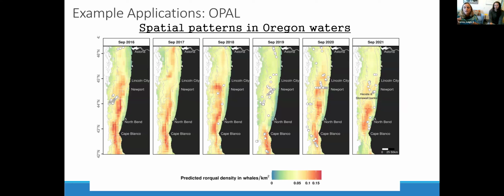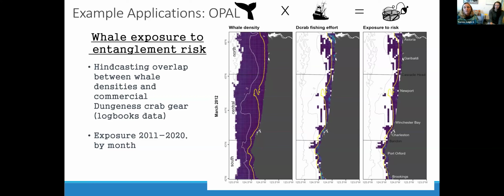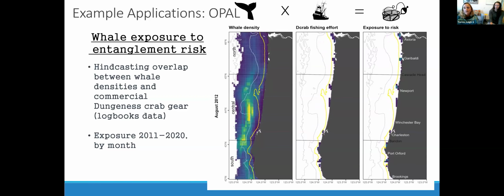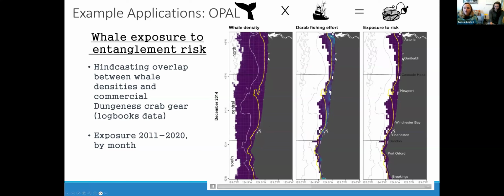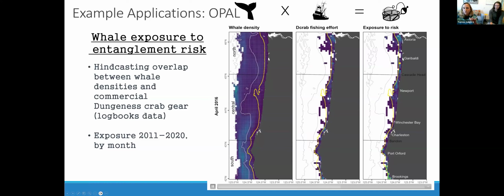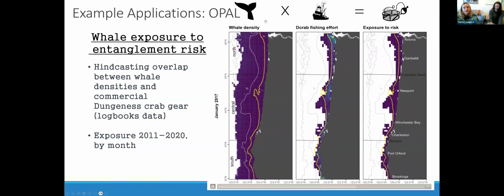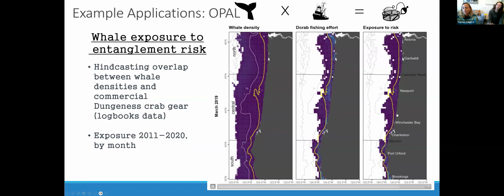And you can see that the bright spots, the sort of red areas, change between years, and that's based on environmental conditions. So with those spatial predictions, what we can then do is overlay them with a human activity. In this case, the left panel is a monthly prediction of whale density. And then this middle panel is where Dungeness crab fishing effort occurred, and this was provided by the Oregon Department of Fish and Wildlife. Basically all we did was multiply these 2 rasters, the values in each cell, to come up with a measure of exposure to fishing risk of the whales.